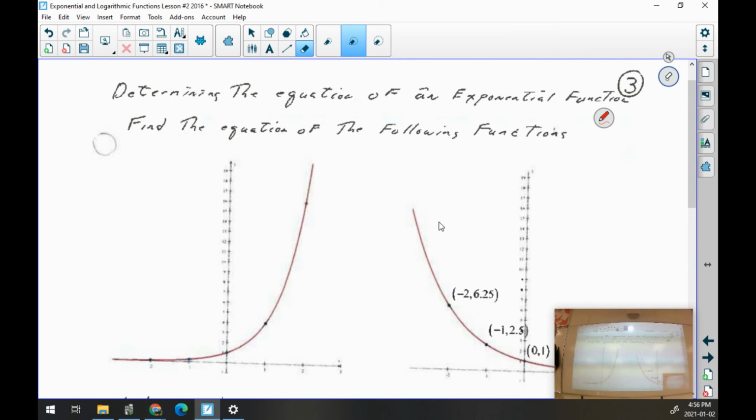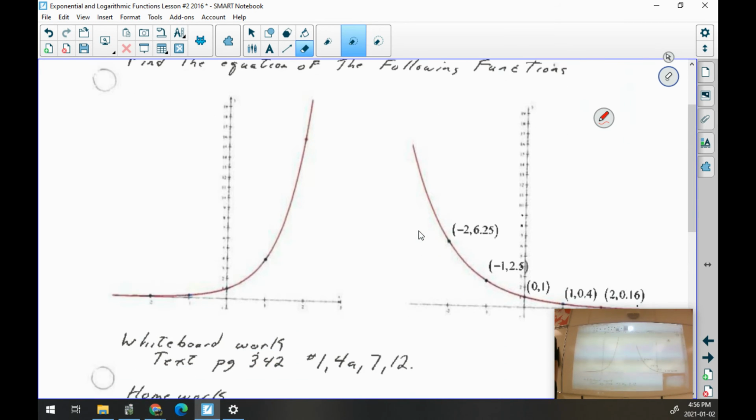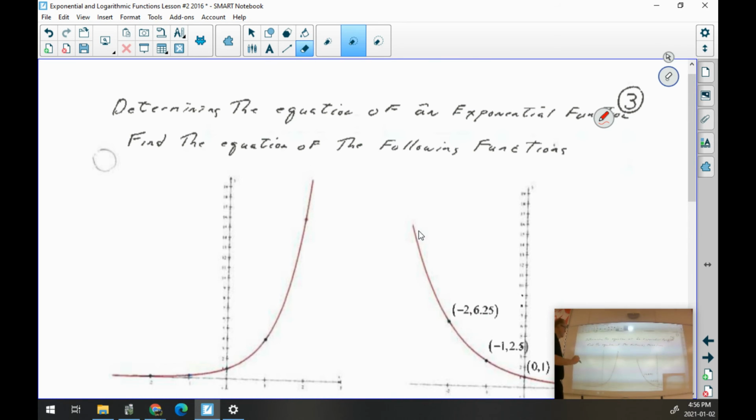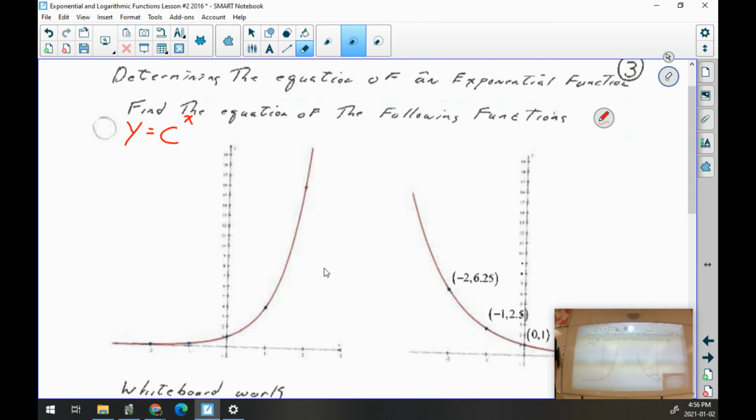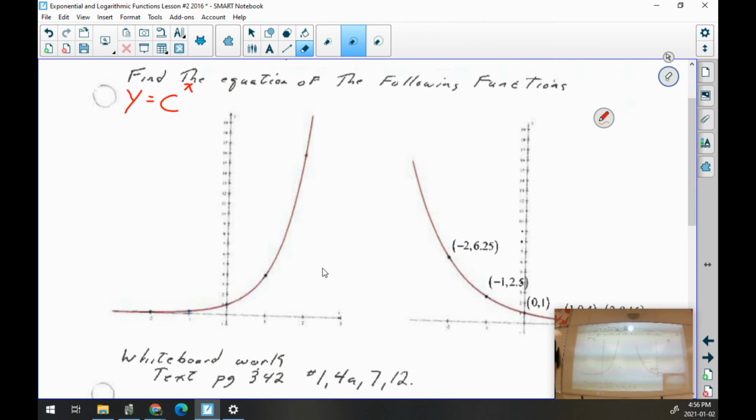Here we have 2 untransformed. They're going to be in the form y is equal to c to the x. These two are. What's the equation of that? What's the base? How do we figure this out? Well, pick a point. Don't pick this point, because this point's the same on everybody. That's 0, 1. Pick any point. I'm going to pick this point. I don't know why. I'm being difficult on myself.